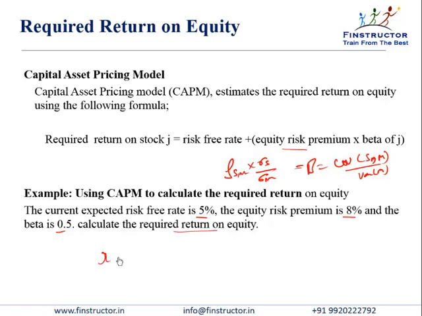So the return on equity will be RF plus beta times (RM minus RF). RF is given to be 5, beta is given to be 0.5, and RM minus RF, that is the risk premium, is given to be 8. So this will come out to be 9%.